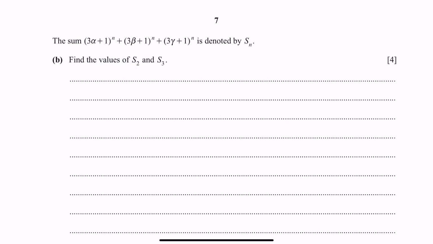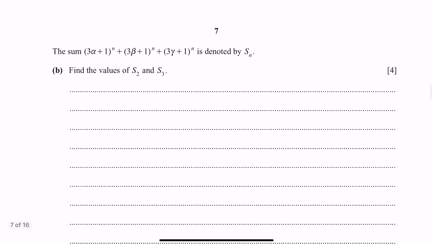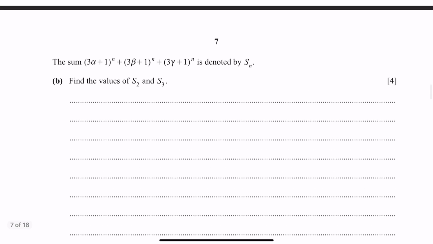For this type of question, first we need to know that if we have an equation in this form, the sum of roots is negative b over a. The sum of the roots taken two at a time is c over a, and the product of roots is negative d over a.